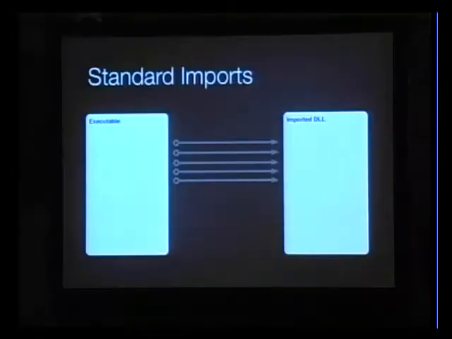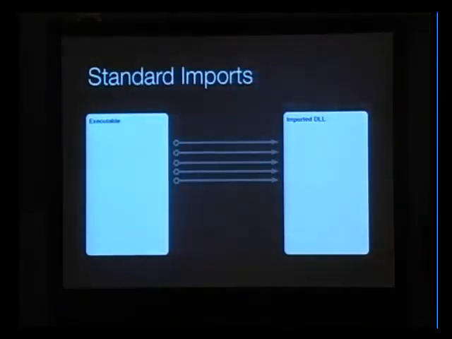So the whole process can be explained visually like this. Normally, the relationship between an executable and a DLL is that the executable will be importing some symbols, and there will be a set of pointers towards the DLL function. So whenever a call to an imported function is made, it's redirected to the DLL.